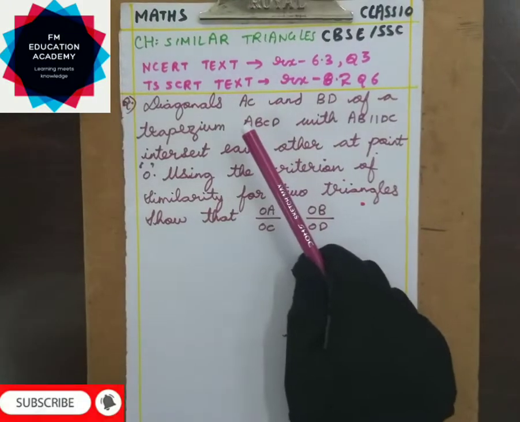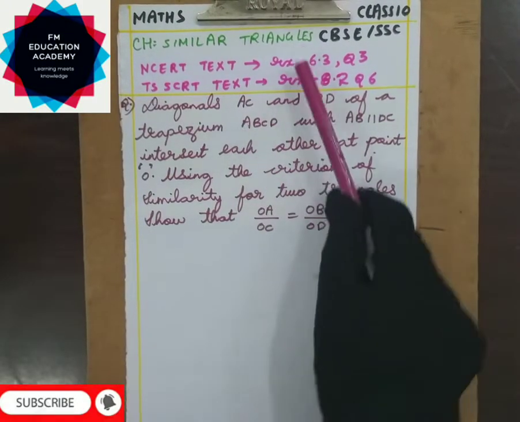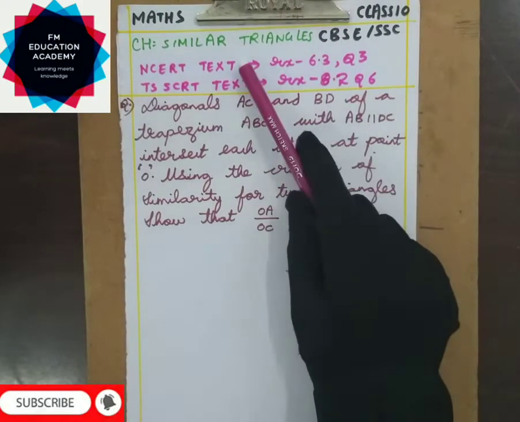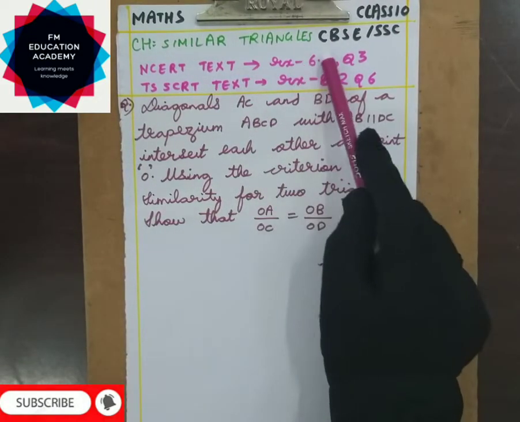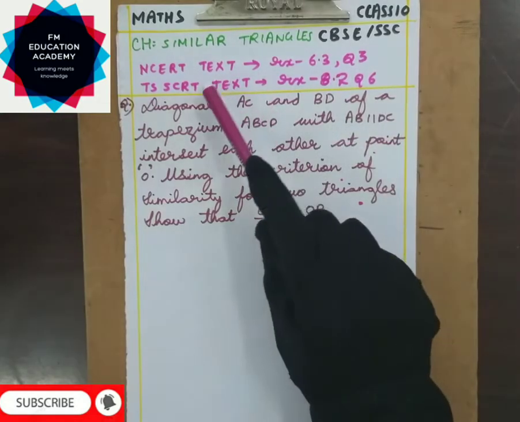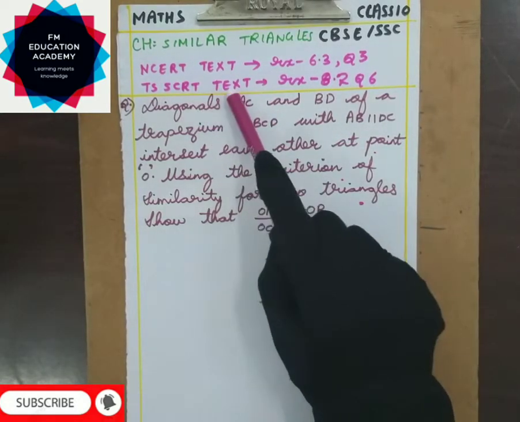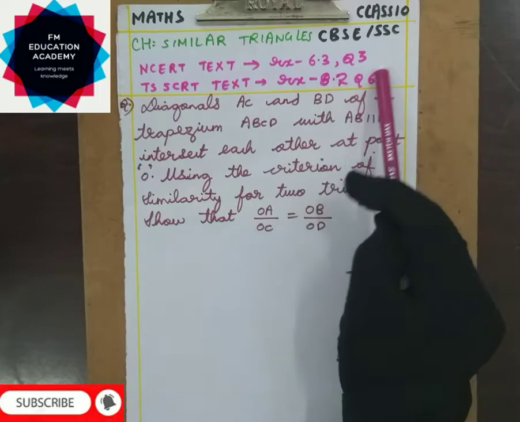In today's video lecture, we will see a question from the chapter Similar Triangles. This question is taken from Maths Class 10th NCERT CBSE textbook exercise 6.3 question 3 and it is also in TS SCERT textbook exercise 8.2 question 6.